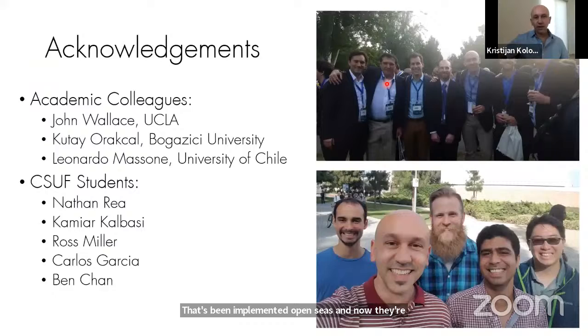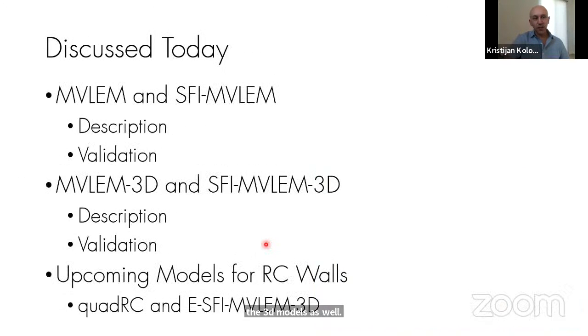At the beginning, I just want to acknowledge and thank all my academic colleagues and students who worked on development of all these models. The models that we have right now wouldn't be possible without the work of John Wallace, Kutay Orakcal, Leonardo Massone, as well as the students that are listed here who helped me develop this last batch of models, the 3D models as well. So we're going to talk about the two-dimensional models that were implemented back in 2016. And then I'm going to talk also about three-dimensional models. I'm going to describe these models a little bit, show some validation results, and that would be it.